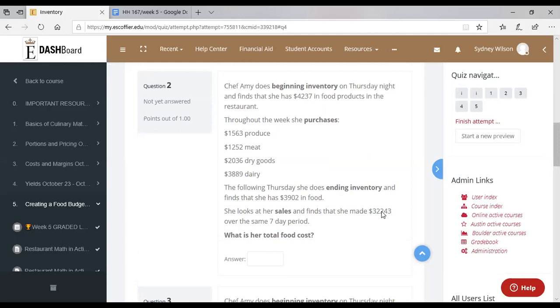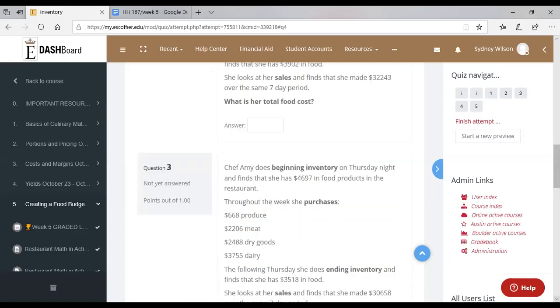And then once we've added those together, we're going to subtract her ending inventory, which in this case is this number right there. And her total food cost for that week will come out to be $9,075. Does anybody have any questions about how we did that or why we did that? Okay, I will take your silence as a no, Chef, we understand and it's all good.